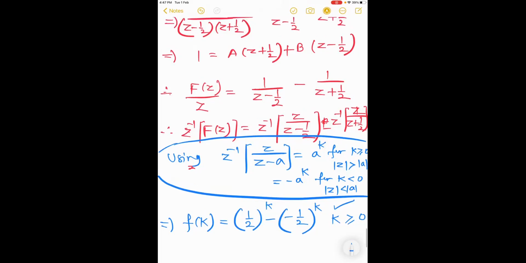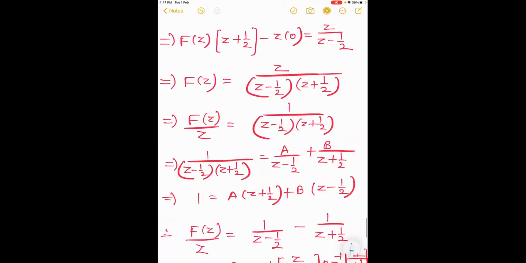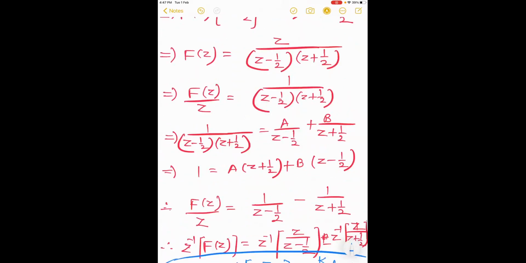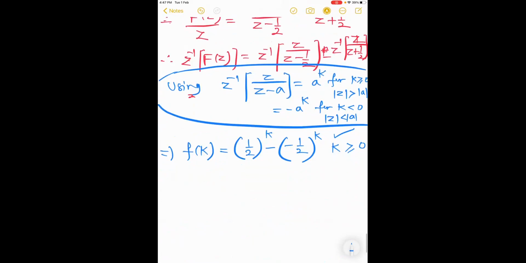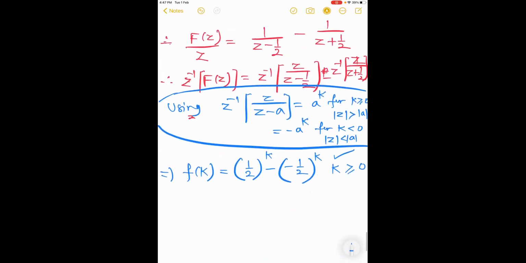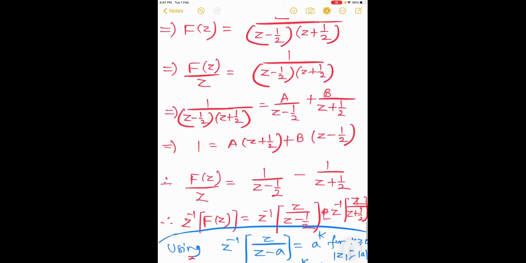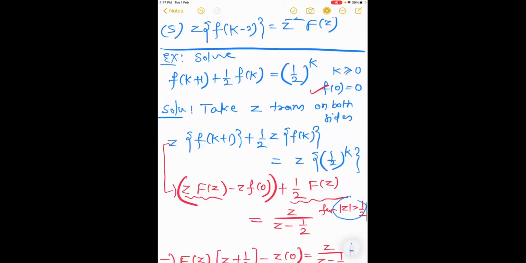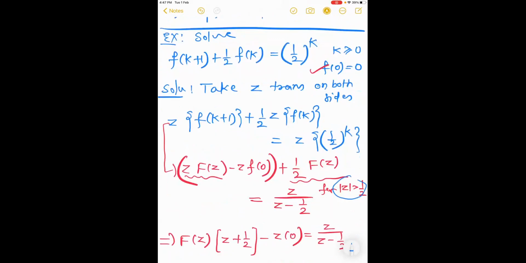So here we are doing two things. We are finding the Z transform and then we are finding its inverse transform to get the original sequence, that is f of k. Any difficulty for this example? Anywhere not followed? Okay with you? Understood, ma'am. Yes.